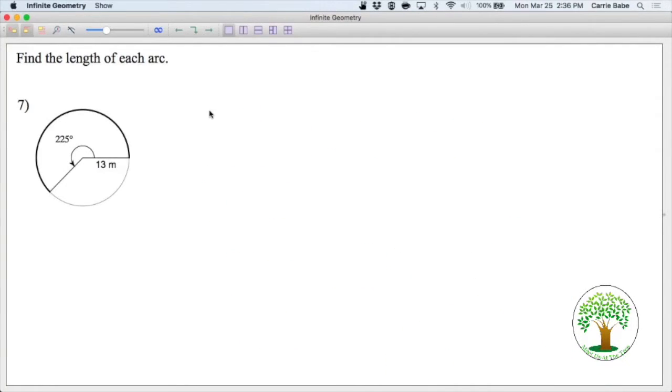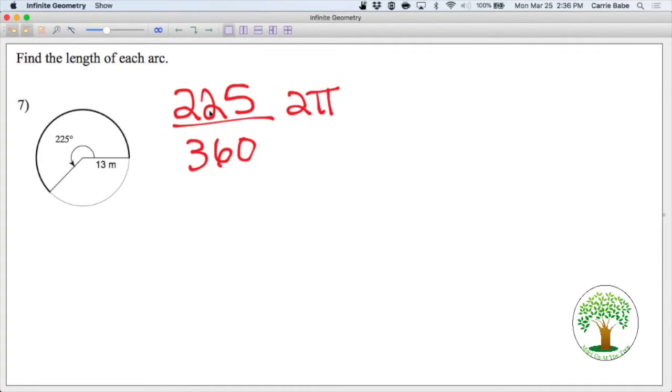This arc length is huge. It's the 225 degrees, and I have a radius. Where are we going to put that 225 degrees? Put 225 over 360, times your 2 pi. What's our radius? 13.